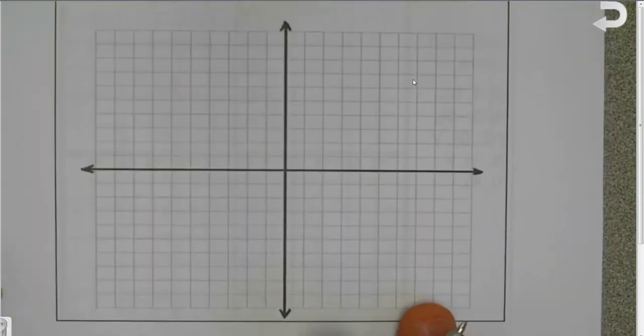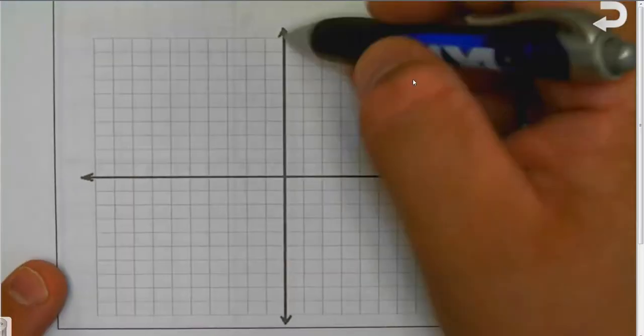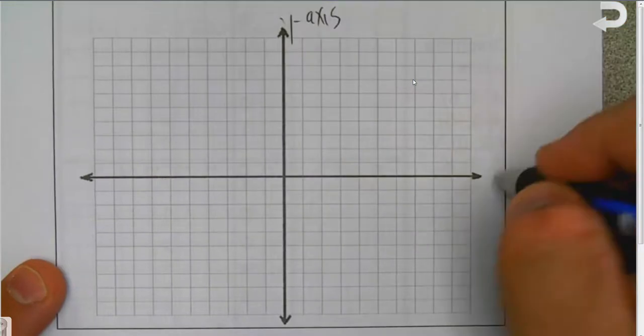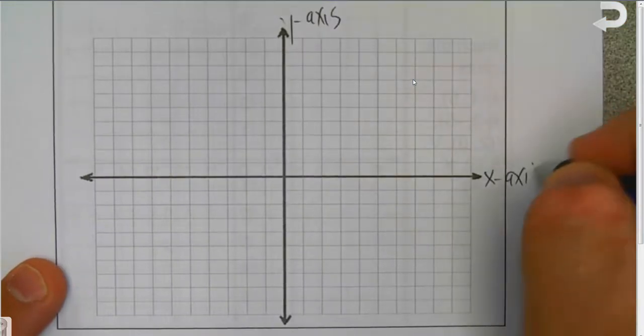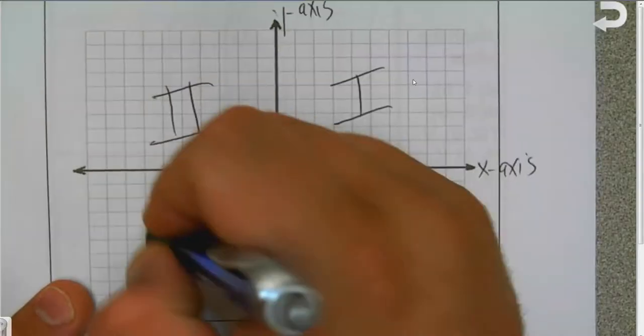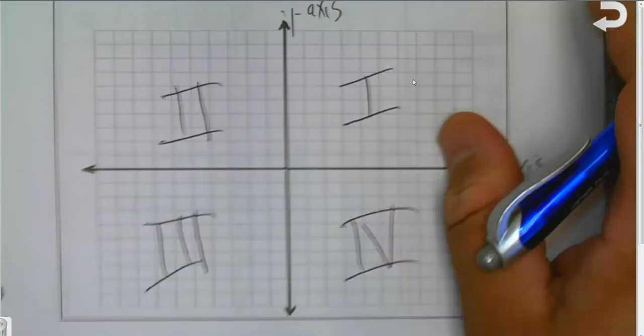Okay, so this is a coordinate plane. Hopefully you remember the coordinate plane. This is the y-axis. This is the x-axis. This is the first quadrant, second, third, and fourth.